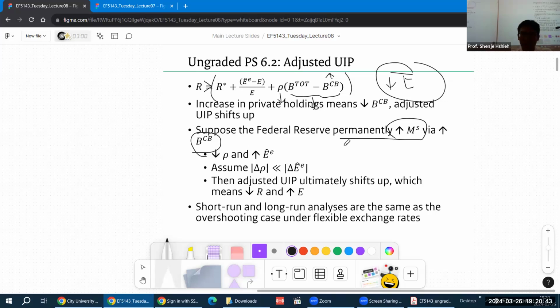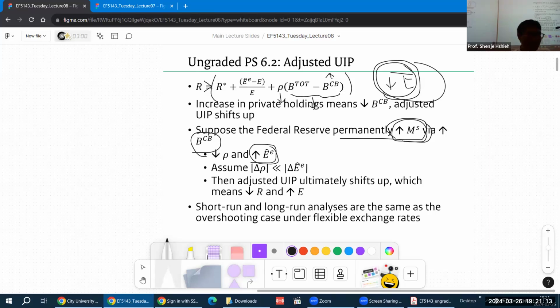However, people will expect this, right? Because it's permanent. People will expect this. So in fact, yes. So that's the rho. People will expect a permanent increase in MS, which means that E hat E will increase, right?